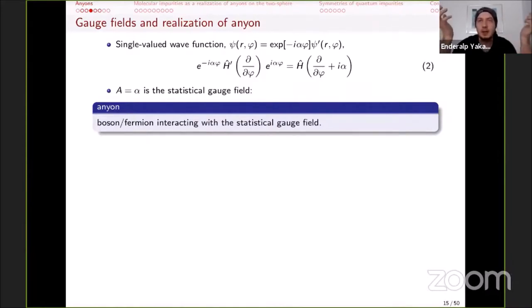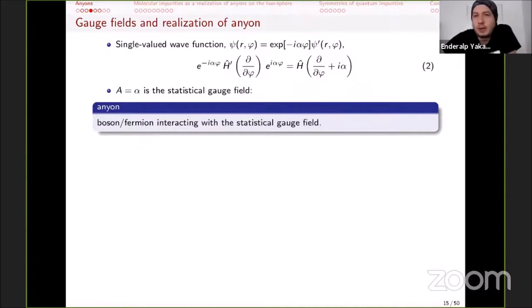So this means that there cannot exist anyons at the elementary level. But nevertheless, we can mimic these particles. How? As I told you, the two-body wave function is not single body. But of course, you can apply some gauge transformation and you can still write down a single body wave function.